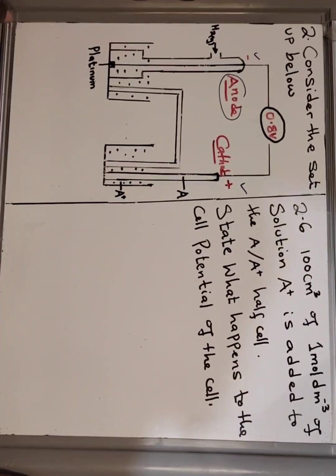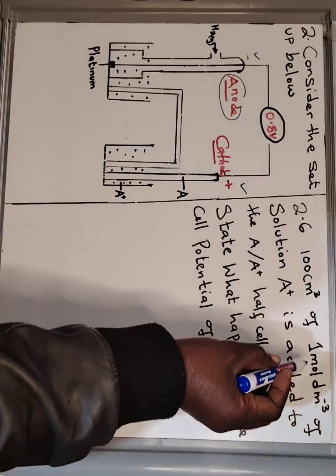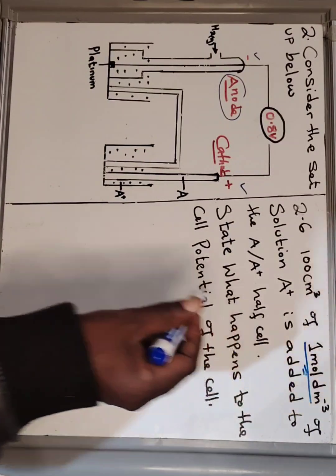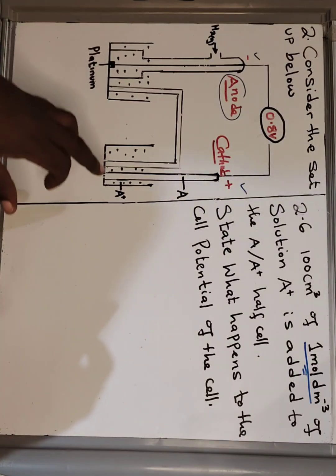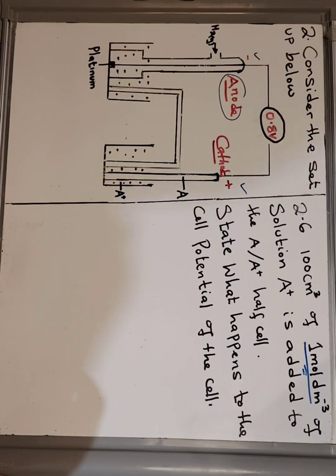Then comes this question 2.6. It says that 100 cubic centimeter of 1 mole per cubic decimeter of solution of A ions is added to the half cell of A. State what happens to the cell potential of the cell. Now, to answer this question, there's some information we need to know. I want us to look at this. It's very important that we take note of that. That is 1 mole per cubic decimeter. And I want also to recall what we said about the standard conditions of this cell. One of the conditions was that the concentration of these half cells have to be 1 mole per cubic decimeter.